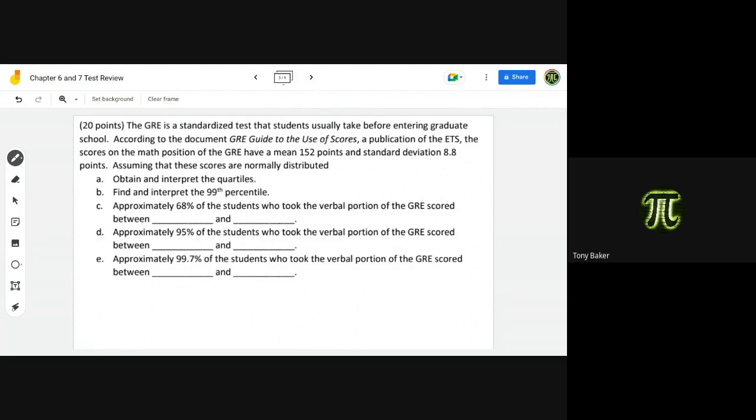All right, let's do B. So now we're looking for the 99th percentile. So it's actually the exact same thing as the quartiles. You have to find your z-score that goes with it and then multiply. So the 99th, if we look at our z-table, we're looking for 0.99. And you get 2.33.